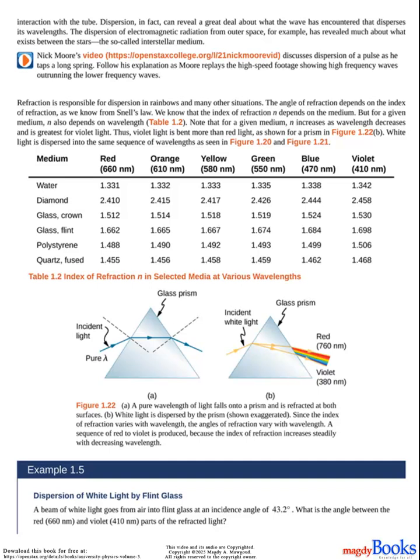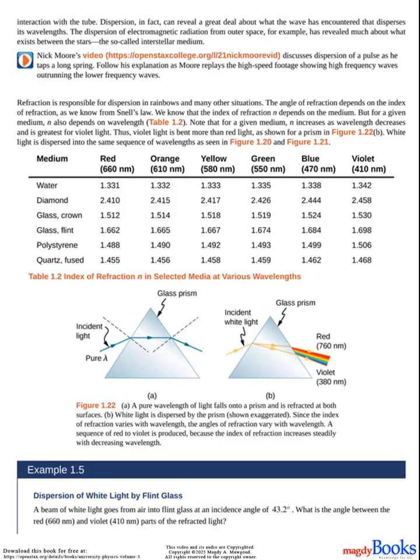Refraction is responsible for dispersion in rainbows and many other situations. The angle of refraction depends on the index of refraction, as we know from Snell's law. We know that the index of refraction, n, depends on the medium. But for a given medium, n also depends on wavelength, Table 1.2. Note that for a given medium, n increases as wavelength decreases, and is greatest for violet light. Thus, violet light is bent more than red light, as shown for a prism in Figure 1.22b. White light is dispersed into the same sequence of wavelengths as seen in Figure 1.20 and Figure 1.21.